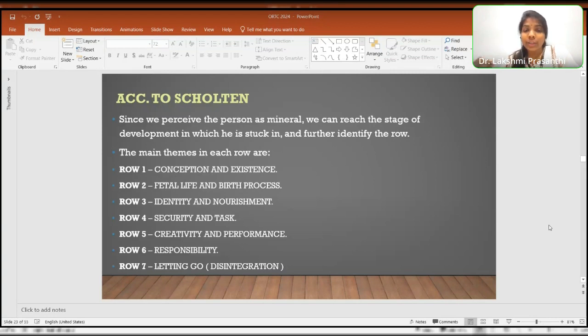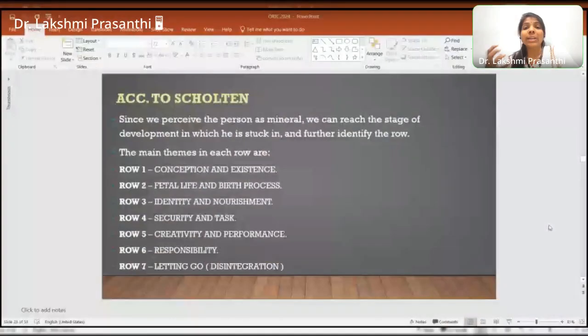And further, the identity or the nourishment of the baby, how the baby is taken care of, loved, how it is nourished with love, etc. Further, when the baby develops, he has to come out into the world, face the challenges, make himself secure, find a job. So row 4 talks about security and task.